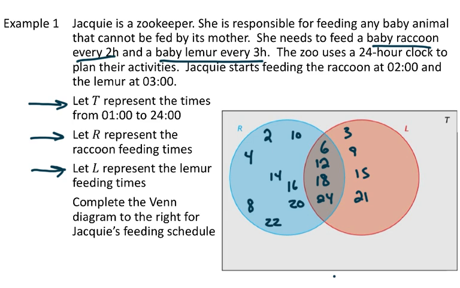Now that we have that sorted, all we really need to do is actually fill in the rest of our universe with the times where she's not feeding anybody. So it'd be 1, 2 o'clock, 3 o'clock, 4 o'clock, there's feedings. 5 there isn't, 6 there is, 7 there isn't, 8, 9, 10 there is, 11 is not, 12 is, 13, 17, 19, and 23.